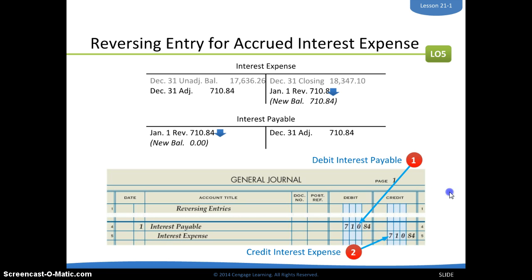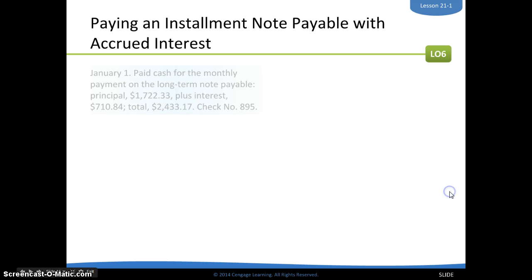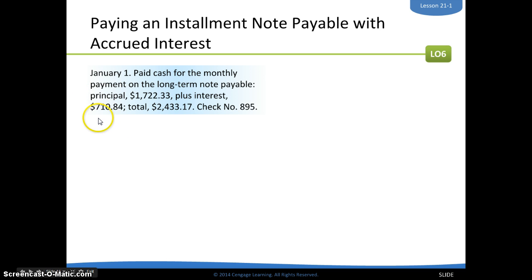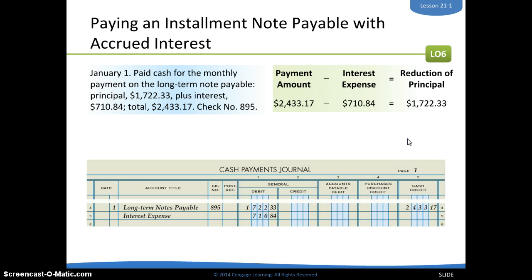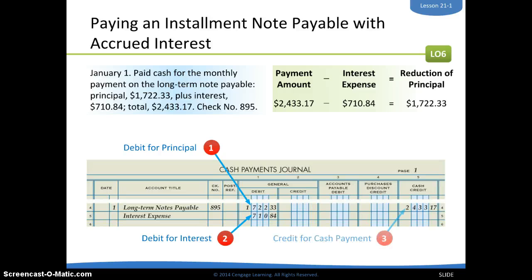Then, when I actually get ready to write the check, paying the installment on the note payable, so on January 1st, I actually wrote the check. So this one's pretty easy because my interest really is the same as my adjusting and reversing entry. So I wrote a check for $2,433.17. I have my expense and then the reduction of the principal. So I can go ahead and do my entry just like normal. Debit long-term notes payable for the reduction of the principal. Debit my interest expense, which now will put my interest expense back at zero because I had that credit balance in there. And I can credit cash for the total amount of the payment. By doing the reversing entry, I don't need to do anything different here.